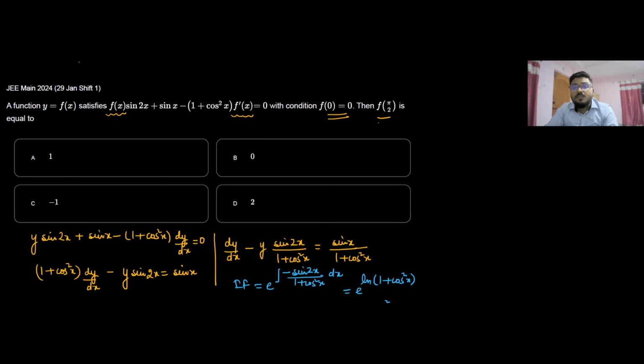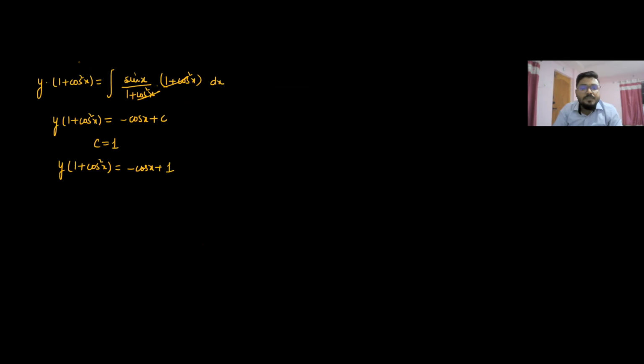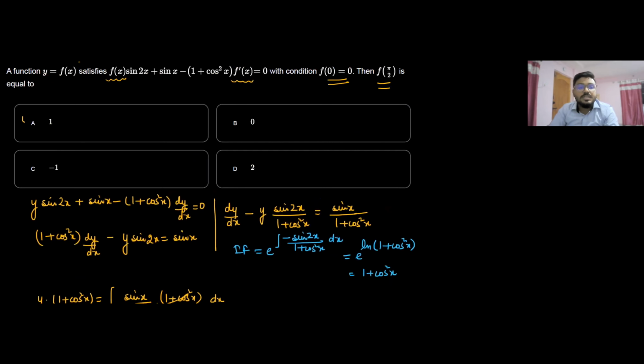And then they're asking for f of pi by 2. f of pi by 2 means x we have to put pi by 2. Put x equal to pi by 2 here. So cos 90 is 0. 0 means y equal to 1. That is option A is the correct answer.